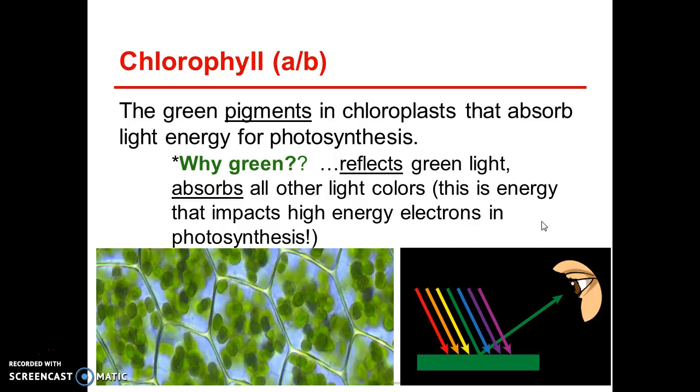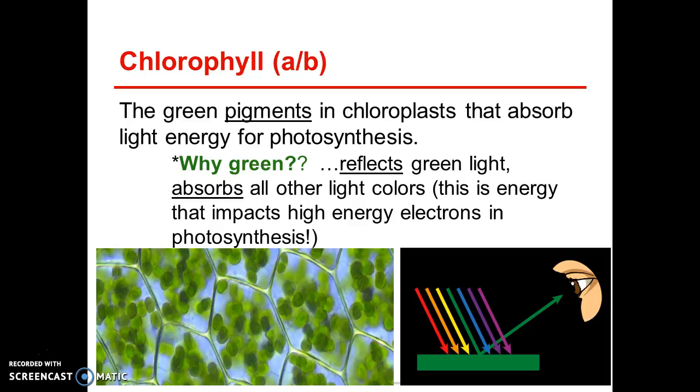Chlorophyll. Chlorophyll A and B. These are 2 pigments. They're green, and they are found in the chloroplasts that absorb the light energy for photosynthesis. Chlorophyll is a big, big deal in plants. It makes the plants look green.